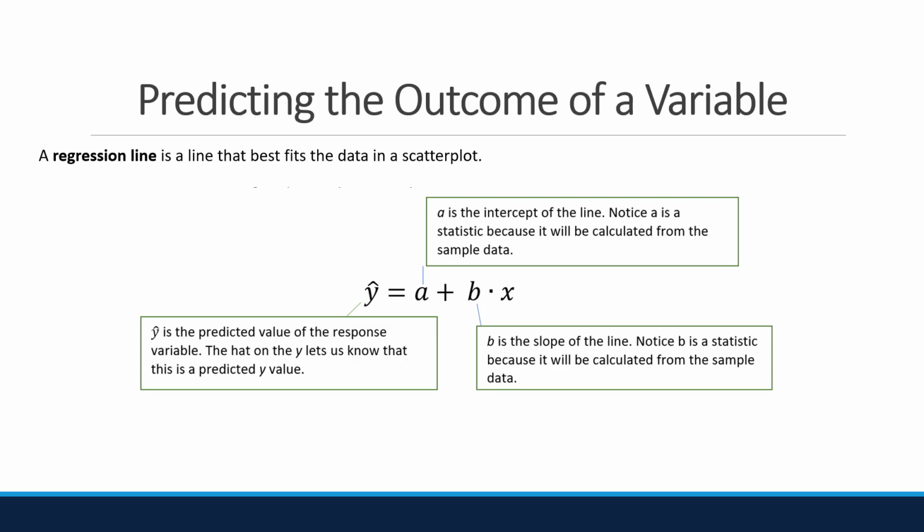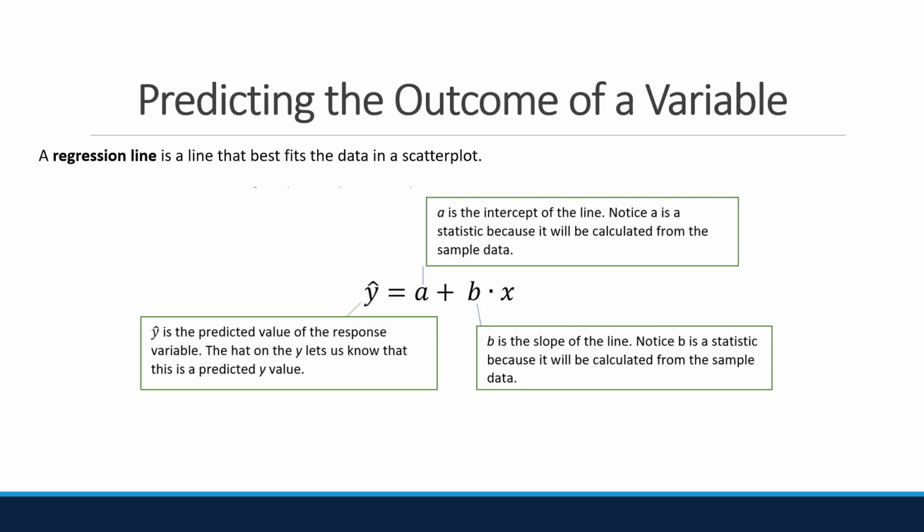Y hat is the predicted value of the response variable. The hat on the y lets us know that it is a predicted y value. A is the intercept of the line. Notice A is a statistic because it will be calculated from the sample data. Some texts will also use the symbols lowercase b with a naught as the subscript, or b hat naught.